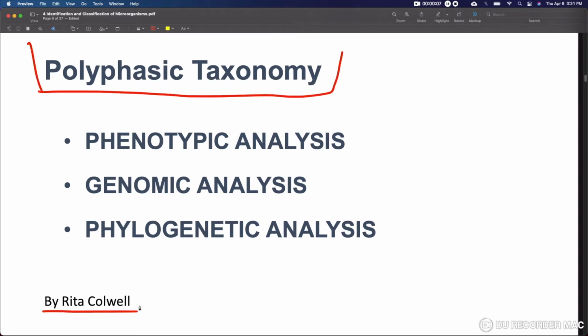So Rita Colwell proposed the use of Polybasic Taxonomy, where it contains at least 3 stages in describing and in the identification and classification of microorganisms. Basically, it includes 3 processes. The first process is to analyze the phenotypic characters of that organism. Basically, a lot of phenotypic characters: the cell shape, cell size, arrangement, number of flagella, and so on and so forth, type of cell wall, gram-positive, gram-negative, acid-fast positive, acid-fast negative, endospore, spore formers, non-spore formers, and so on and so forth.